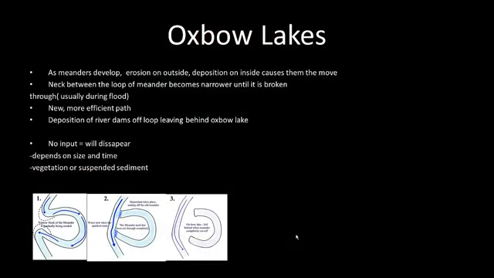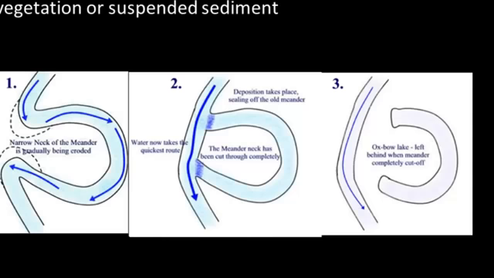So basically, Oxbow Lakes are just developments of meanders, and the meander moves over time as erosion and deposition moves it. The neck of the meander loop becomes narrower because of the erosion occurring on the outside and the deposition occurring on the inside, causing it to move inwards towards each other. And eventually this becomes so narrow that probably during a time of flood, when there's high discharge and high erosion, it just is completely removed.